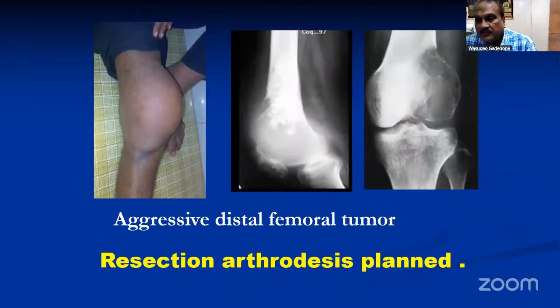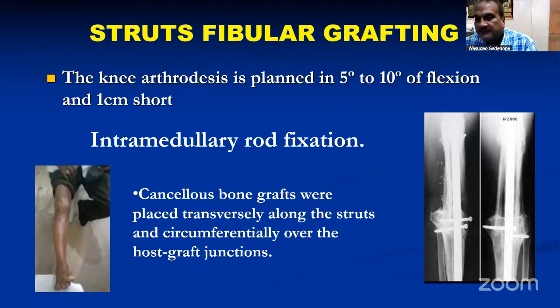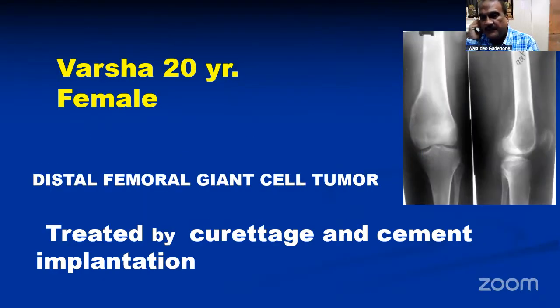This is an aggressive distal femoral tumor. Resection arthrodesis was planned. You can see here how everything was removed, and then strut fibular grafting. Knee arthrodesis is planned in 5 to 10 degrees of flexion and 1 centimeter short, with intramedullary rod fixation. Cancellous bone graft was placed transversely along the entire strut and circumferentially over the host junction bone. And then this is an example I will quote.